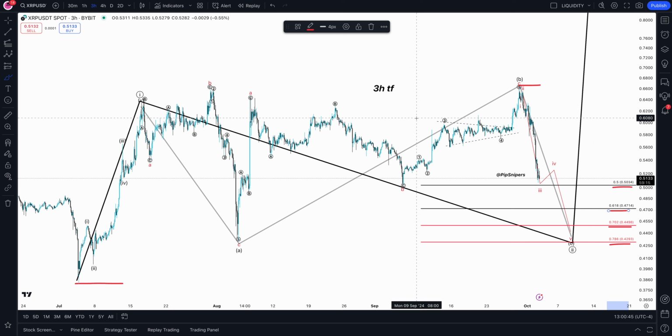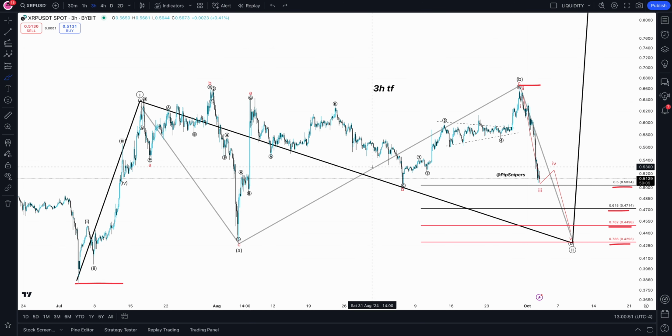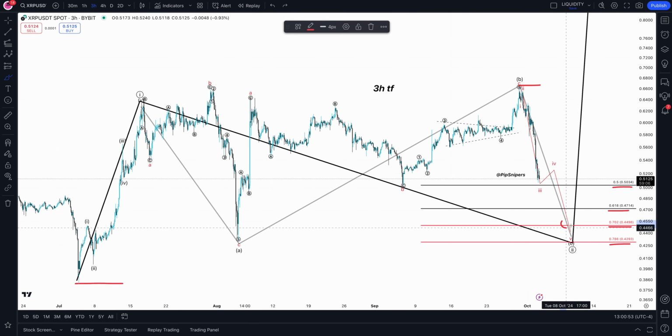But just knowing how XRP operates over the years, it usually doesn't see the reversal off the 618. In fact, it never has. It's always come down towards the 702, 786. Okay, so we have a lot of confluence here.